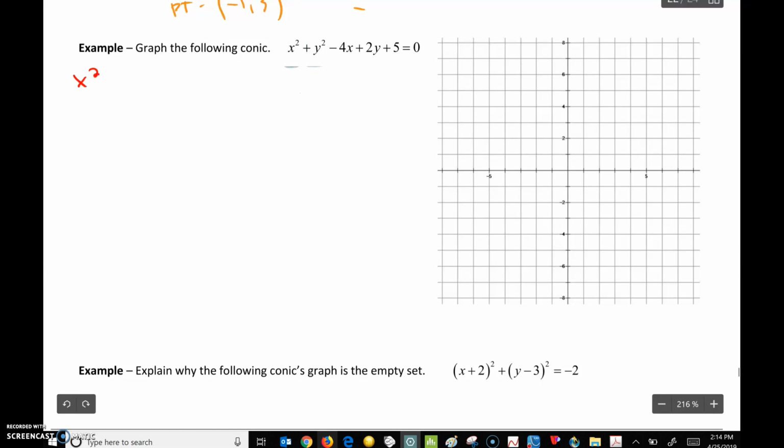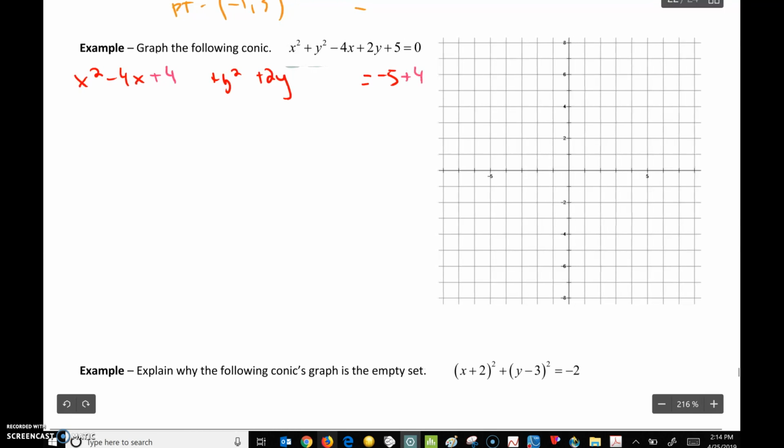Let's see. X squared minus 4x, leave a space. Y squared plus 2y. Let's move that 5 over. Complete the square. Half of 4 is 2, squared is 4, add 4, add 4. Got to balance it out on both sides. Half of 2 is 1, squared is 1, add 1, add 1. So this factors into (x minus 2) squared plus (y plus 1) squared equals 0. And again, this goes down to 0, and that's whenever some weird things tend to happen.